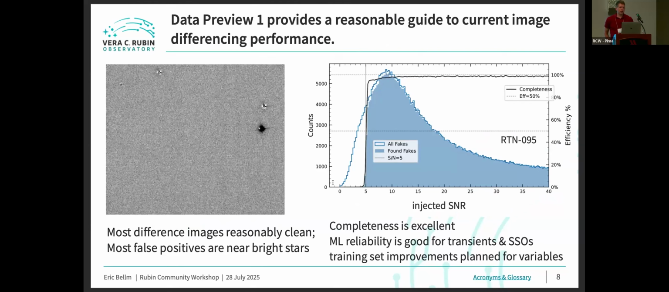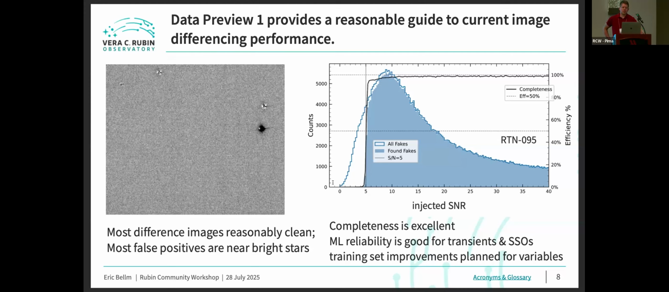I would say the broad takeaways from my perspective are that most of the difference images are pretty clean. The artifacts that we tend to have are dominated by bright star artifacts, so there's some work for us to do to clean those up and work more on identifying those. But the completeness, as shown in the histogram on the right, is quite good.